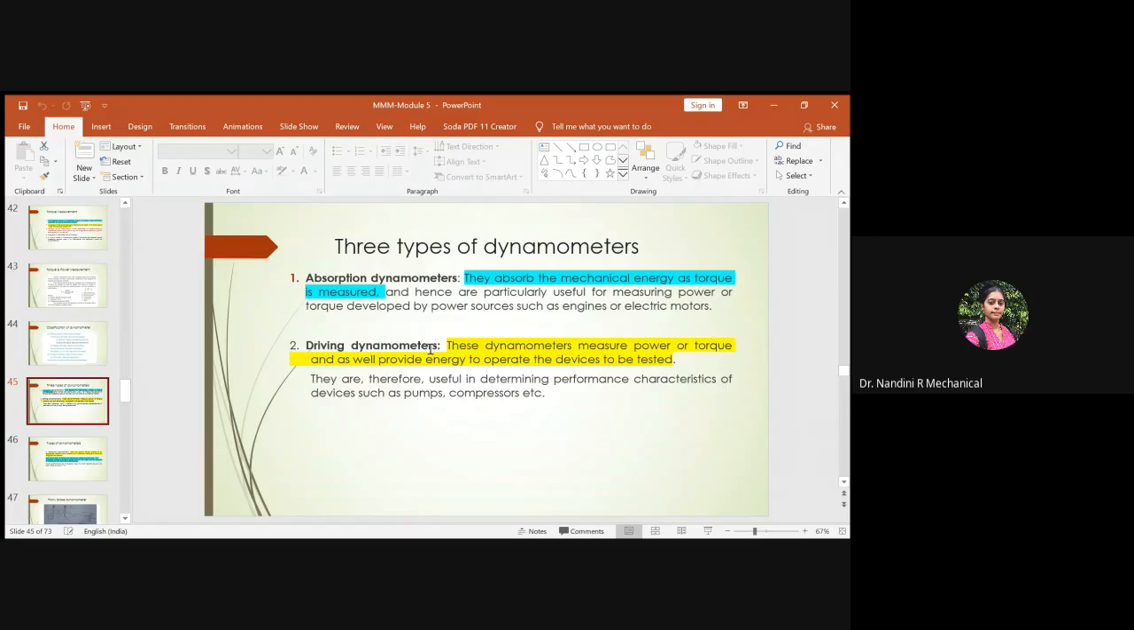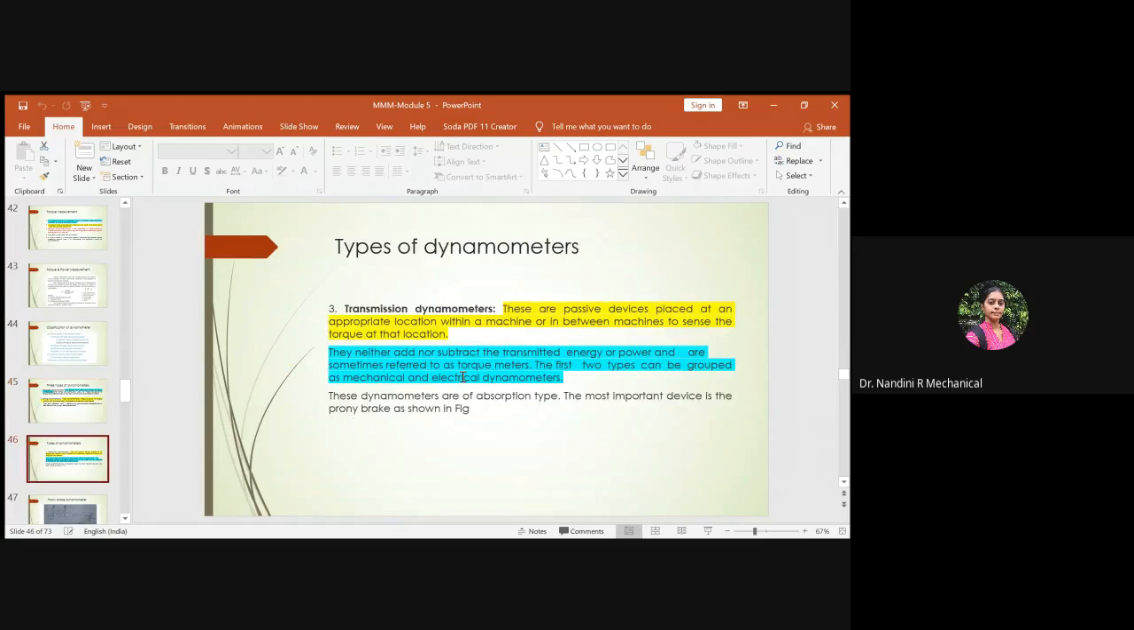So if we use driving dynamometers in pumps, it helps to operate the pump and lift the water from the low level to a higher head, whatever is the requirement. It could also be used in the compressor, which helps to run the compressor for the useful work. So it is an extra attachment to that of absorption dynamometer. So the driving dynamometer, as the name suggests, helps in measuring power and torque, and it also provides the kick or the energy needed to operate the devices to be tested. So this is about the driving dynamometer.